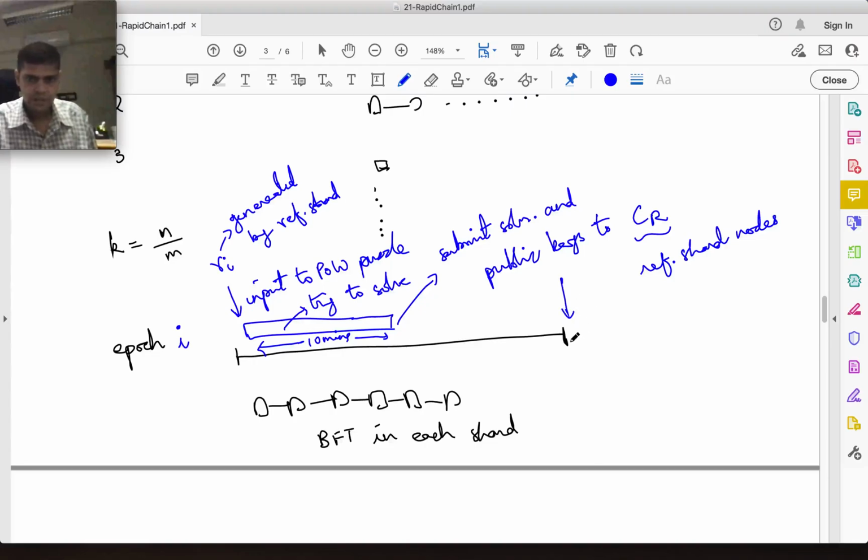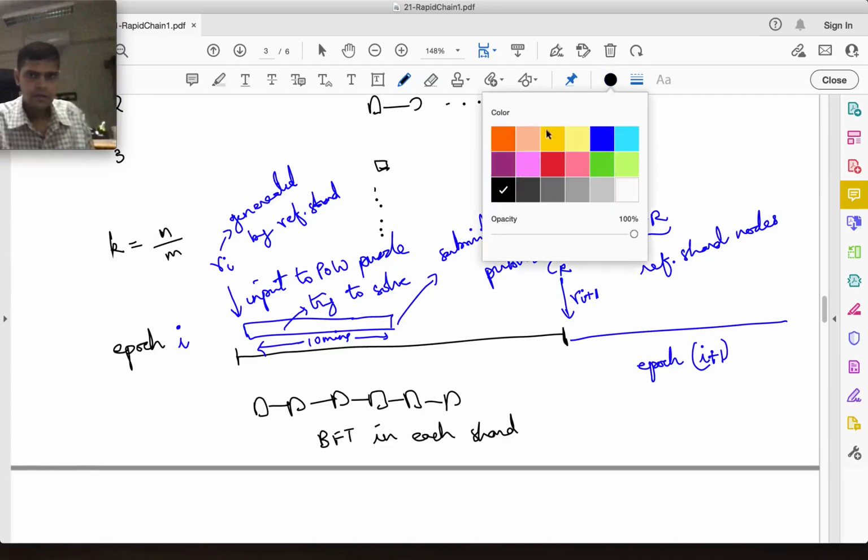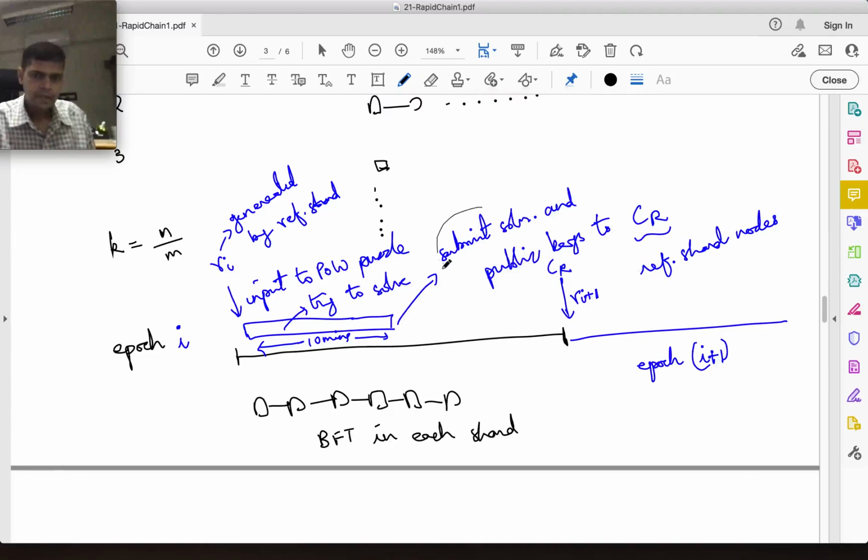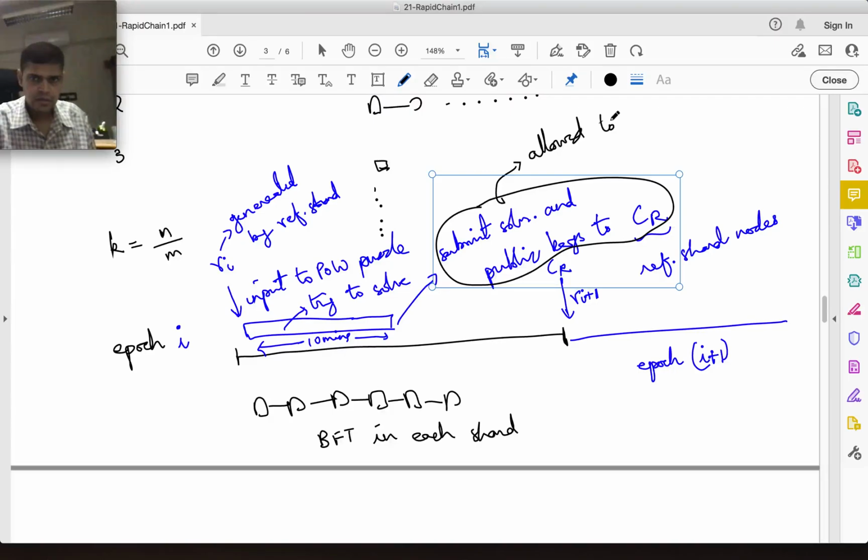So this is epoch i plus 1. CR is going to generate Ri plus 1, and these nodes are allowed to do consensus for various other shards.